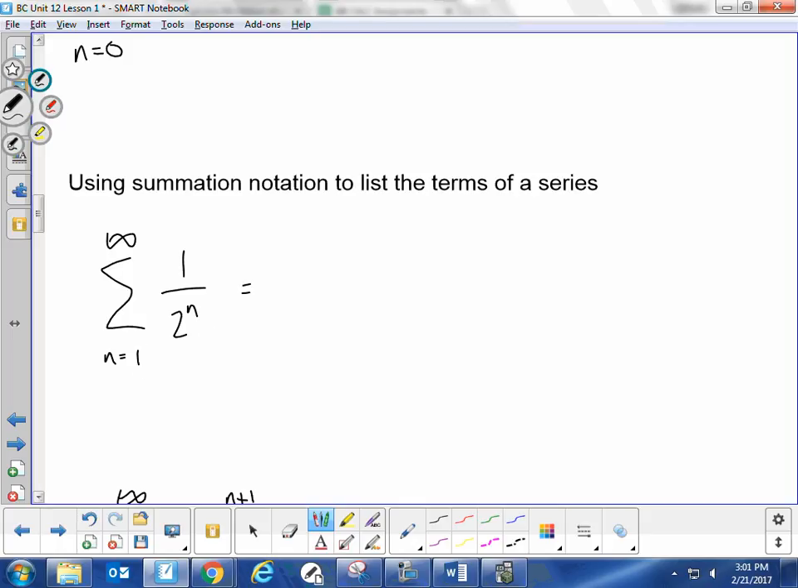Now, n is starting from 1. That means my first term will be this with 1 plugged in for n. So I just get 1 half. Then, when n is 2, plug in 2, 1 over 2 squared, 1 fourth. Plug in 3, 1 eighth. Going towards infinity.